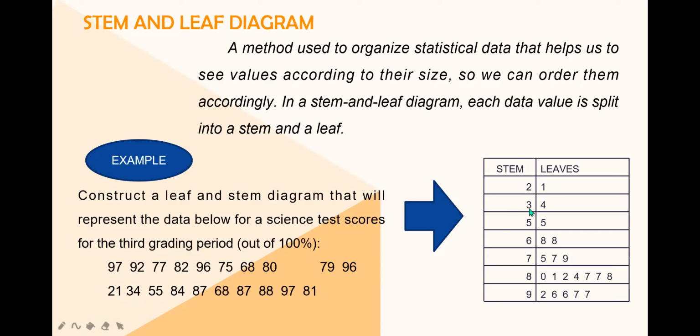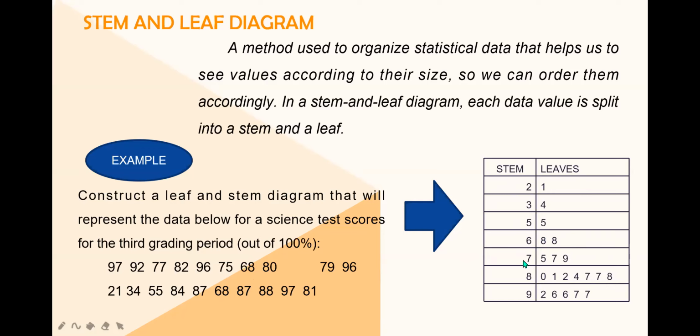Same as true with 34, okay? 34, 3 is the stem, so therefore that is 30, and leaf is 4, and that is 34. Same as true with 55, so the stem is 50, and the leaf is 5. Now for the 68, we have two 68s here. So for the stem and leaf, we have 268. So therefore, the stem is 60 and the leaves are 8 and 8. You need to write the two 8s here for the leaves of 60.